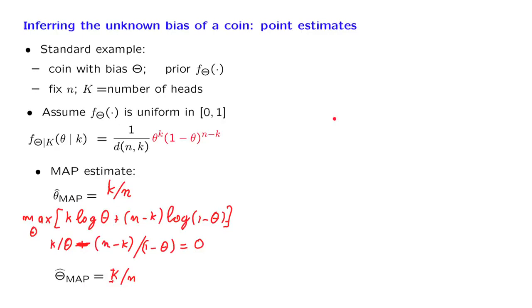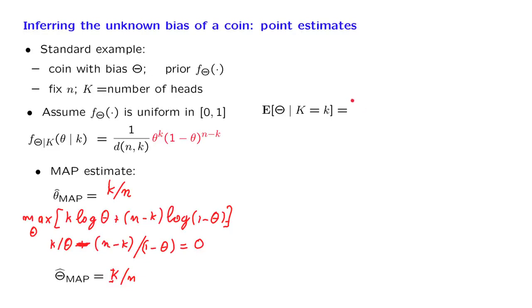And let us now compare with an alternative way of estimating theta. We will consider estimating theta by forming the conditional expectation of theta given the specific number of heads that we have observed. This is what we call the LMS, or least mean squares estimate.